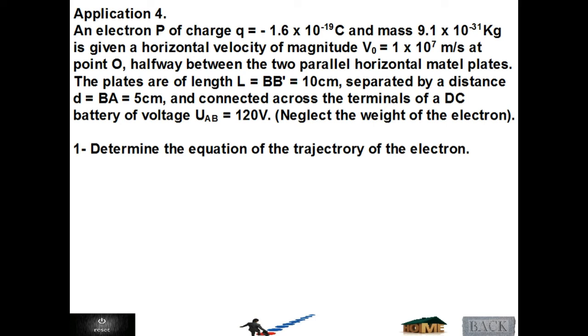The plates are of length BB prime equal to 10 cm, separated by a distance BA of 5 cm, and connected across the terminals of a DC battery of voltage UAB 120 volt, and we neglect the weight of the electron. Part 1. Determine the equation of the trajectory of the electron.